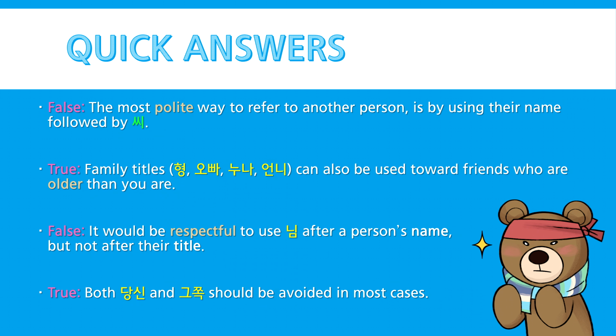Here are the answers. First, the most polite way to refer to another person is by using their name followed by 씨. That is incorrect. You can also use 님 to be even more polite. Next, true. Family titles such as 형, 오빠, 누나, and 언니 can also be used toward friends who are older than you. Next, false. It would be respectful to use 님 after a person's name, but not after their title. 님 is also used after titles. And last, true. Both 당신 and 그쪽 should be avoided in most cases.